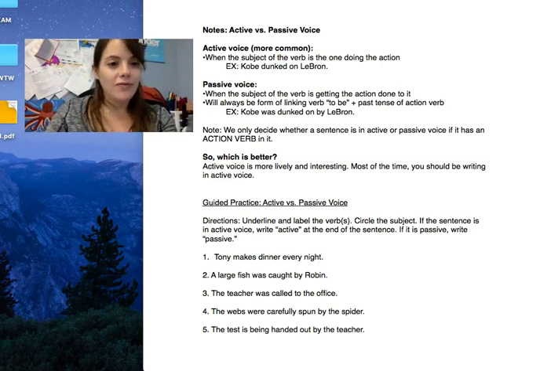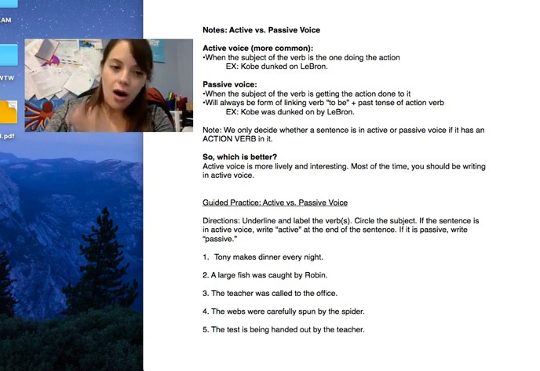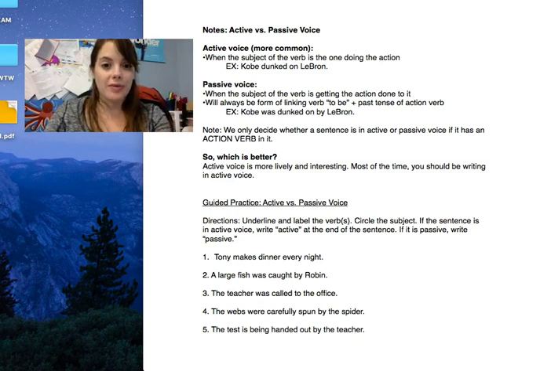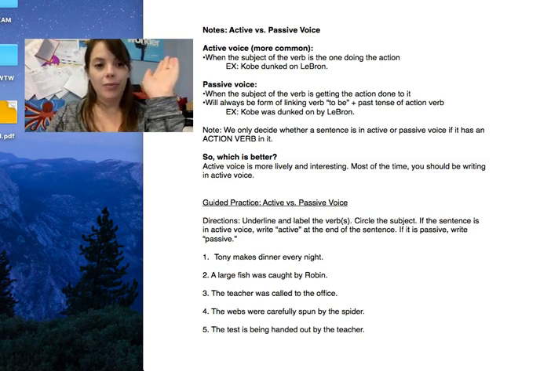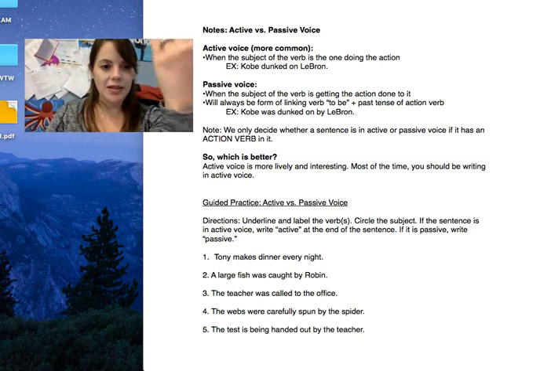Okay, so active voice, which is hopefully the more common one in your writing, is when the subject of the verb is the one doing the action. So for example, Kobe dunked on LeBron. Kobe is the subject. He is performing the action in the sentence. He is the one doing the dunking.